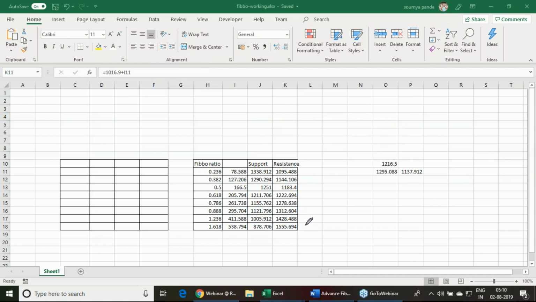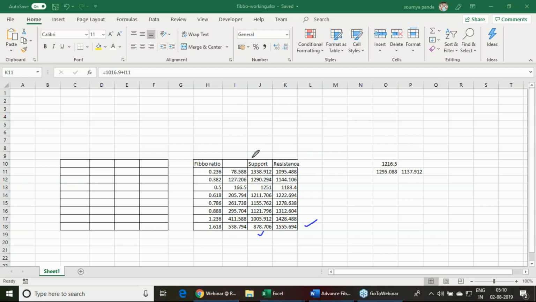These resistances are terminating at 1555. The supports are terminating at 875. All these values are the most probable targets I can get in the coming one year period. So this reference we have taken and we have calculated. Let us backtest it on the past one year and see what has happened.